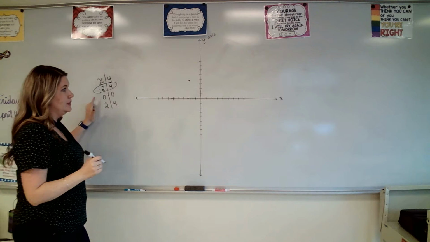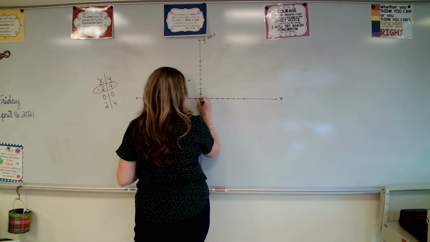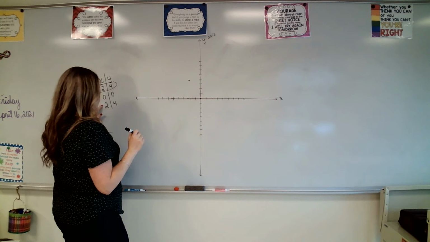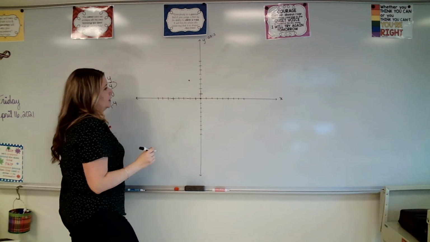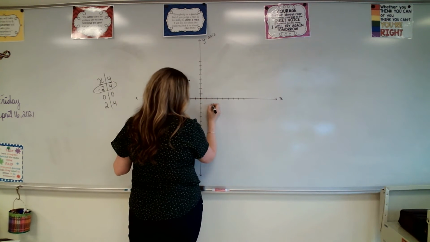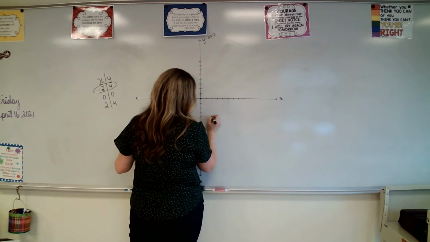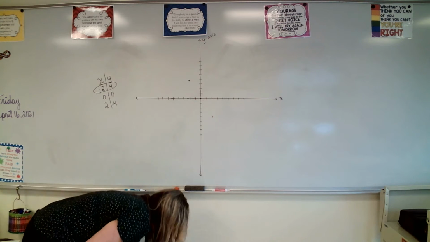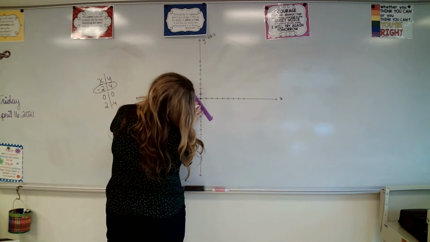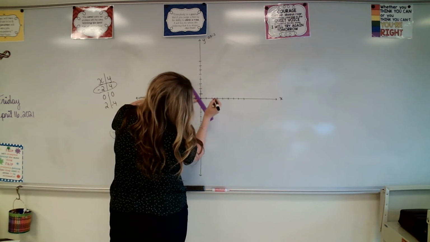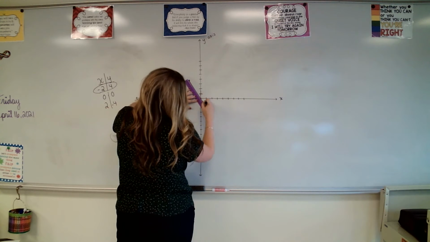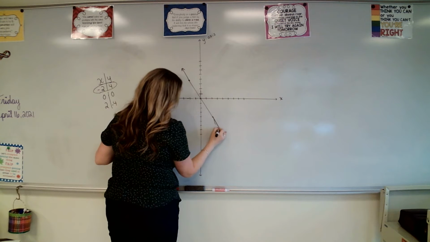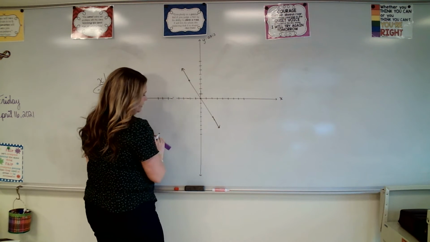0, 0 is an easy one. That's right on the origin. And then my last point is +2, -4. +2, down 4. 1, 2, 3, 4. Again, it's not perfect because I'm trying to do this freehand. So my line looks roughly something like this. It will keep going up forever and ever in that direction and down forever and ever in that direction.